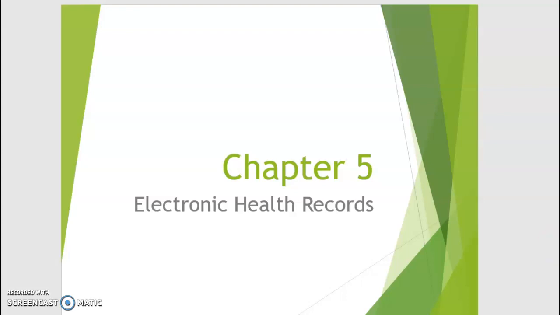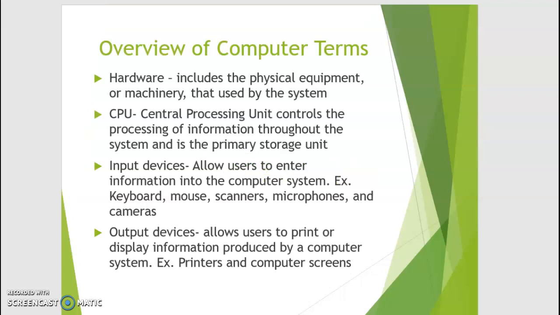Okay, so for Chapter 5, we're going to go through the electronic health records. So let's just do an overview of different computer terms, which hopefully a lot of you already know. We're going to start off with the hardware, which includes the physical equipment, the machinery that is used by the system, and then you have the central processing unit, which controls the process of information throughout the system, and this will be the primary storage unit.